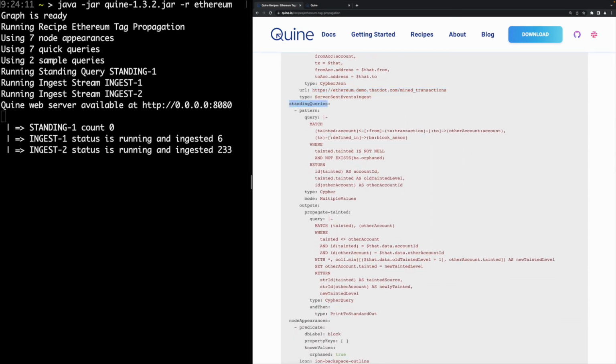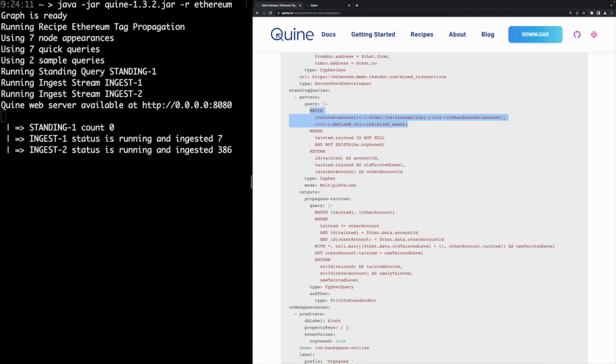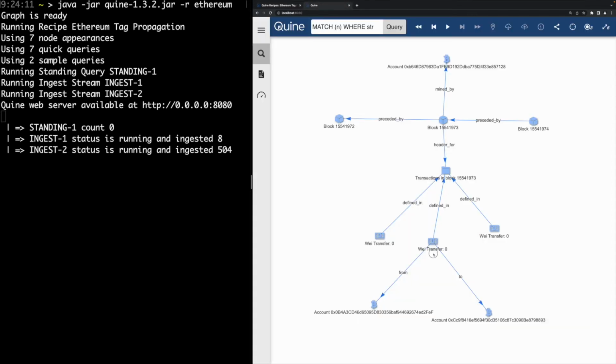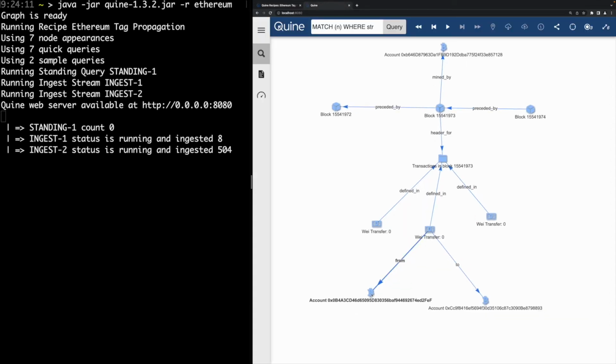These standing queries monitor the graph as it streams in, as it's built, for complex patterns of any kind. In this case, we're looking for funds that move from a tainted account into another account. So if maybe some stolen money gets tagged, we can follow it in real time as it moves through the blockchain from one account to another. And we do that just by right-clicking on an account and saying, mark this as tainted.